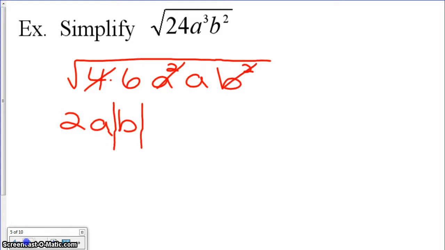I do have to put the b inside absolute value bars because it's the even, odd rule. Now, you may say, why is the a not in absolute value bars? It's because the original problem had an odd exponent. So only if the original problem has an even root and an even exponent does the rule apply. I still then am left with the square root of 6a. So 2a absolute value of b times the square root of 6a.